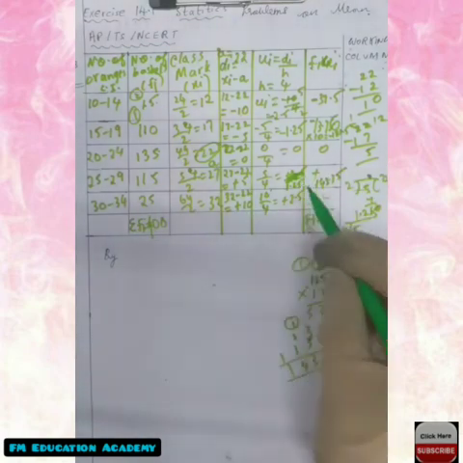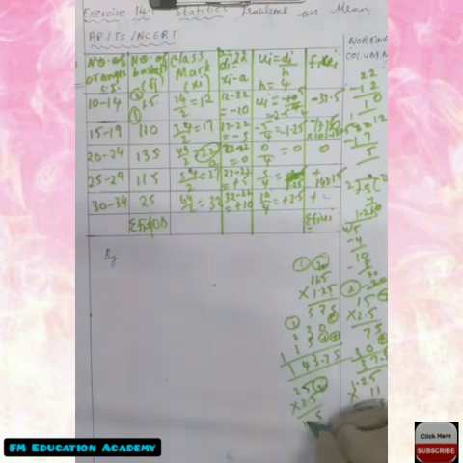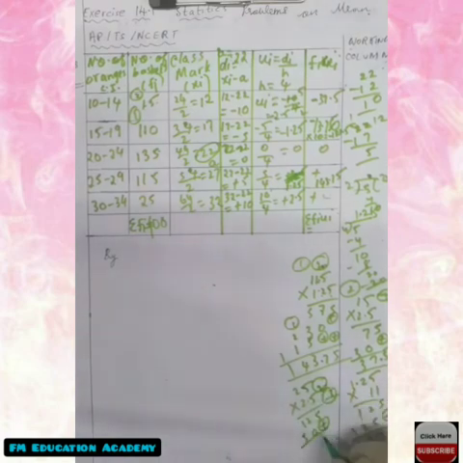25 into 2.5. 5 5s are 25. 5 2s are 10. 10 plus 2 is 12. 2 5s are 10. 2 2s are 4 plus 1 is 5. 62.5.